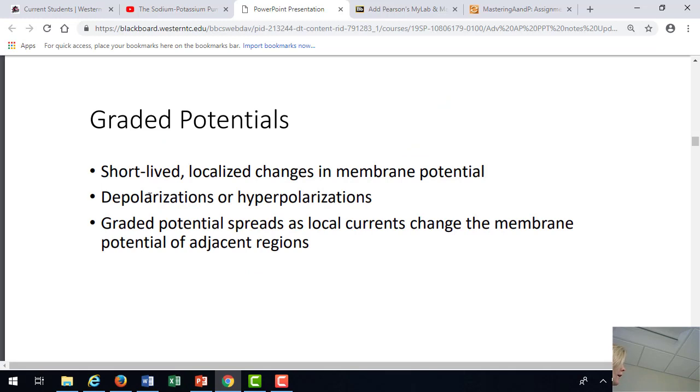Okay. So they can be depolarizations or hyperpolarizations. Again, if it's a depolarization, it's going to excite the cell and bring it closer to threshold. And if it's a hyperpolarization, it's going to inhibit the cell and bring it further from threshold.